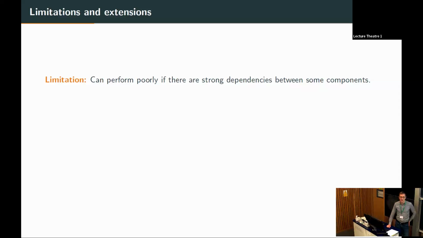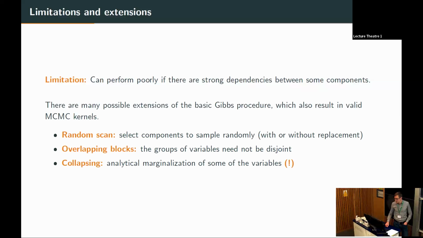You can imagine this Gaussian example that I had. If this ellipse is very thin, then I can only take very small steps as I step through that thin ellipse, which is corresponding to strong dependencies between the x1 and x2 coordinates. And there are different extensions, and many of these are trying to tackle this limitation as well.